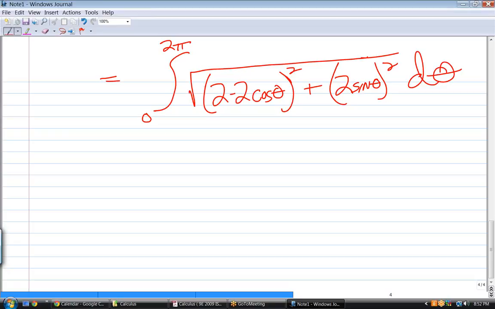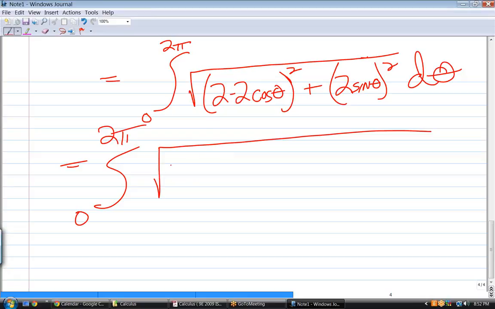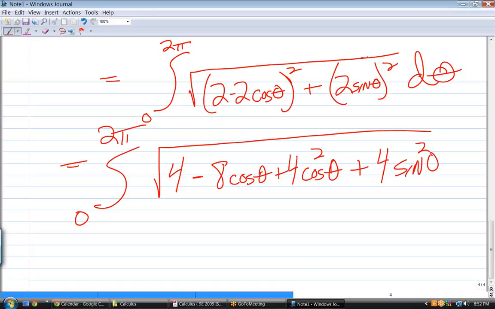Let me think for a second here. Well, let's see. If we do the math, what do we get? If I square that, I get 4 minus 8 cosine theta plus 4 cosine squared theta plus 4 sine squared theta. Just doing the algebra. Okay.